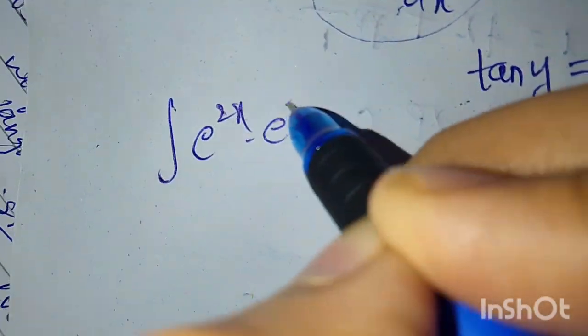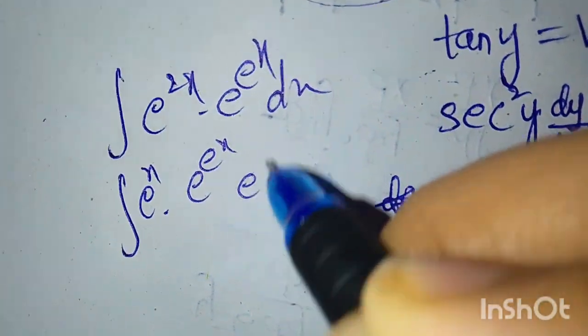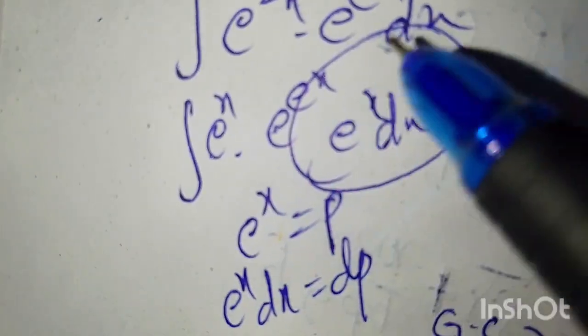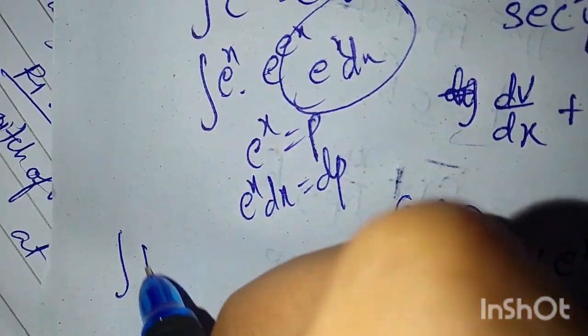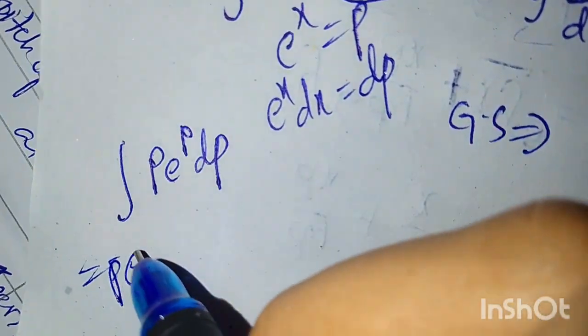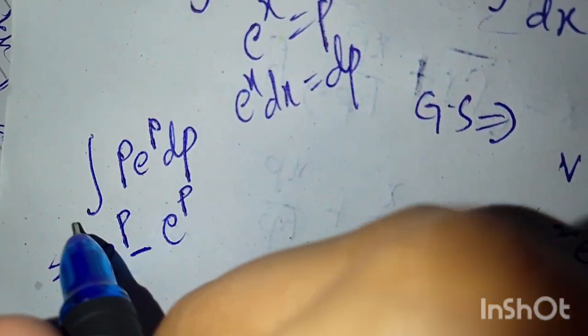So see, how can I solve this e power 2x into e power x dx? So I can write it as e power x into, like this, e power 2x I can write like this. So now substitution, I'll put e power x is equal to p. So e power x dx will be dp. So this will be dp and this will be p e power p dp. So I'll write it as integration of p e power p dp, which is u integral v minus u dash into integral v, e power p.